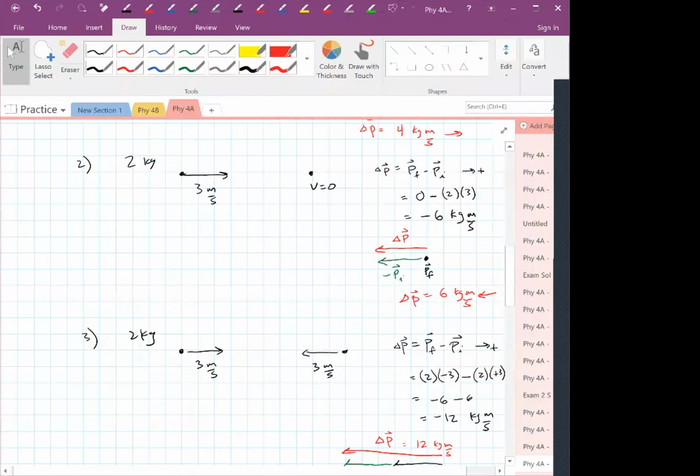So bouncing produces a much bigger change in momentum, a much bigger force between the objects, and the object that gets hit comes out with more speed.